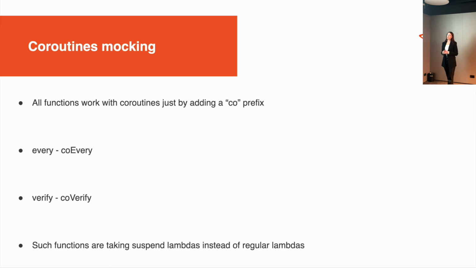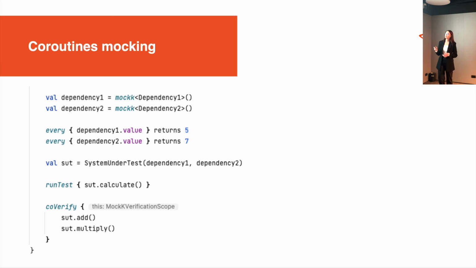Also, another Kotlin specific was coroutines, and we can see now how coroutines can be mocked. They can be mocked by just adding a co- prefix mostly, so it's kind of similar as for the normal functions. When we have some suspending function, we can replace every with coEvery, and verify with coVerify, and it does the same job, but they take suspend lambdas instead of regular lambdas. That's the only difference, and we can see it now in an example.